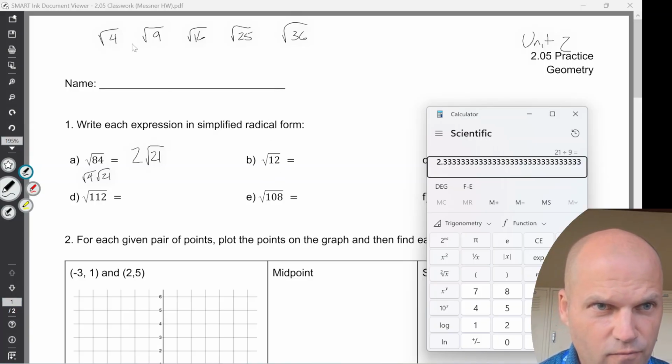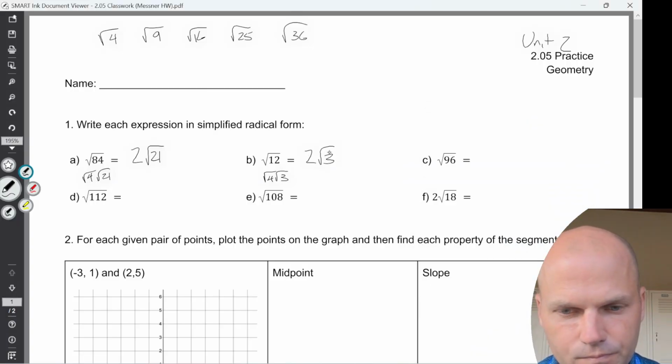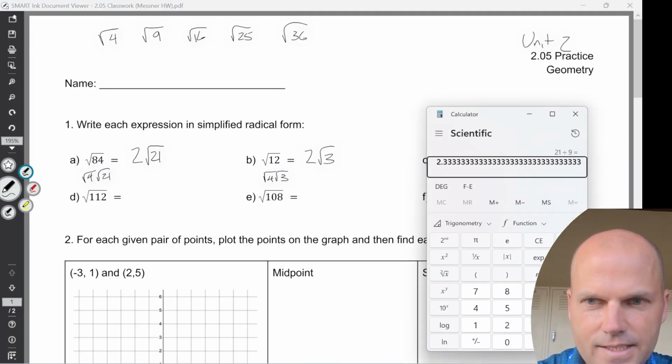Okay, for 12, we know that 4 times 3, and I pick 4, not 6. I don't pick 6 and 2. I said 4 and 3. Root 4, root 3 is root 12, so 2 root 3. Root 3 can't be simplified. Root 4 is 2.